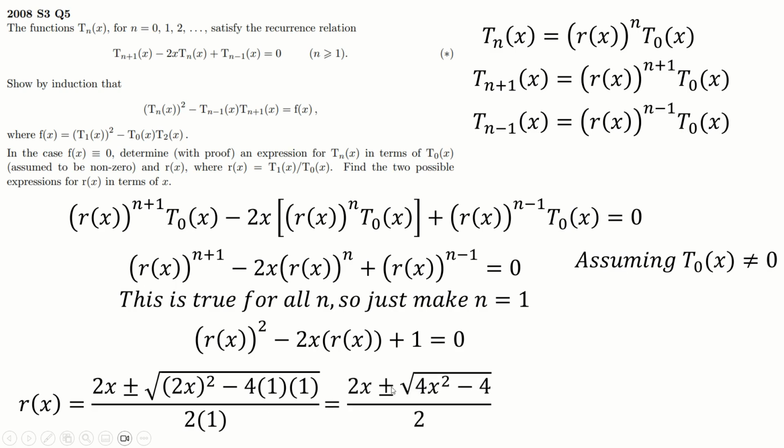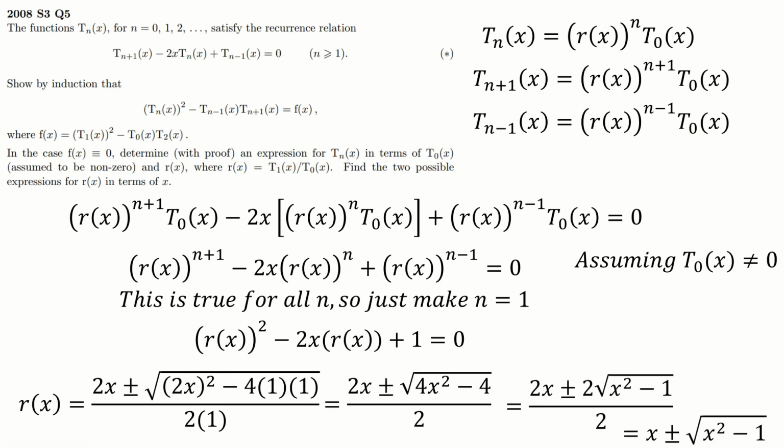We end up with this. Factorize out the 4, root it down to a 2, cancel the 2's. And you end up with this expression for r of x, which is the whole question done. But it was a really fun little question.